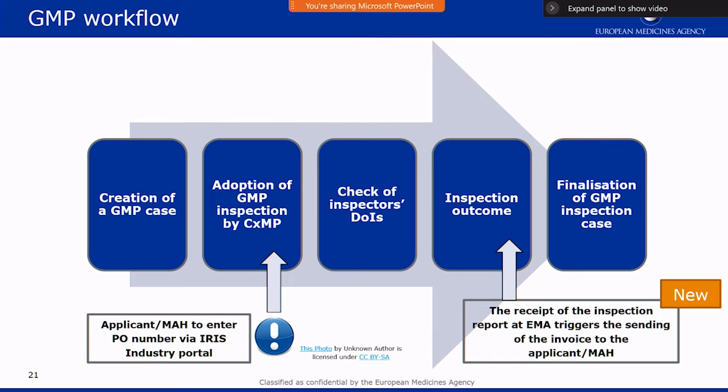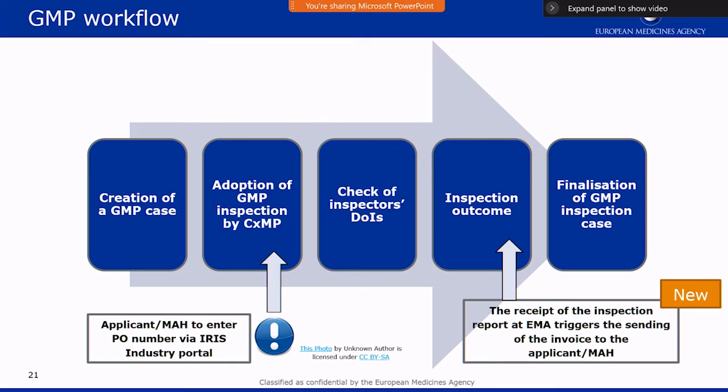At this point, you also have the possibility to enter the PO number, so the purchase order number, via the portal. So in the current process, we used to request that you would provide this to us, and normally this will be done via email, but now you don't need to send us an email. There is a specific field in IRIS which allows you to enter the PO number.